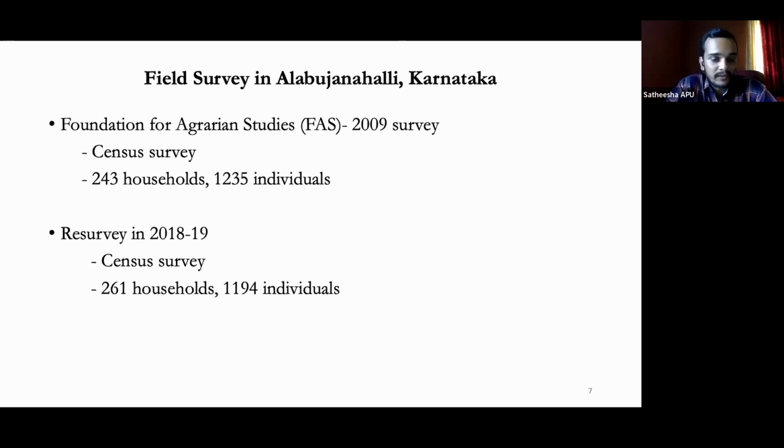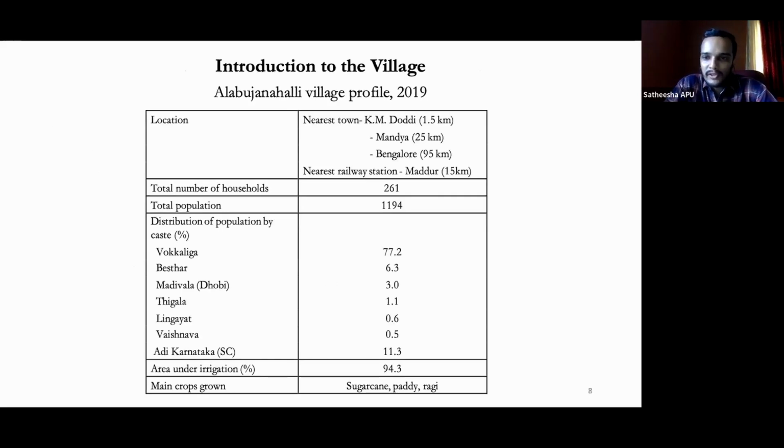Coming to the village, the 2009 round survey was conducted by the Foundation for Agrarian Studies. It was a census survey and they covered 243 households. In fact, in Karnataka, FAS conducted village surveys in three villages: Alabujanahalli, Sirisandra and Zapu. The main motivation for me to select Alabujanahalli is its proximity to semi-urban towns and the metropolitan city of Bangalore. And I did the resurvey in 2018-19.